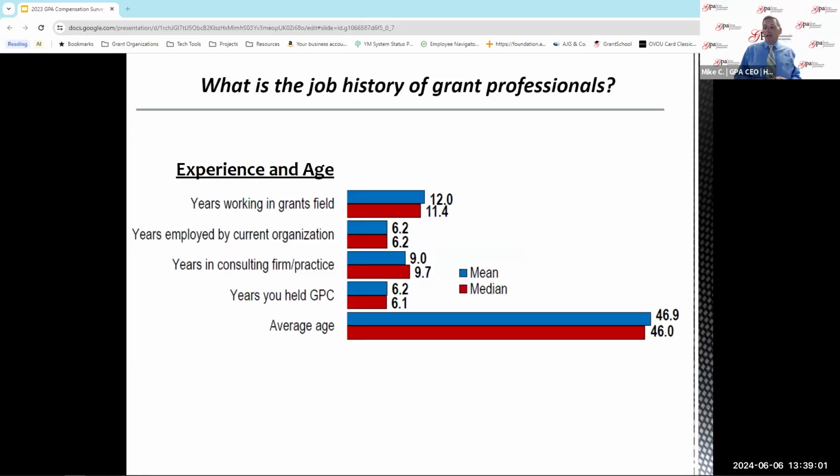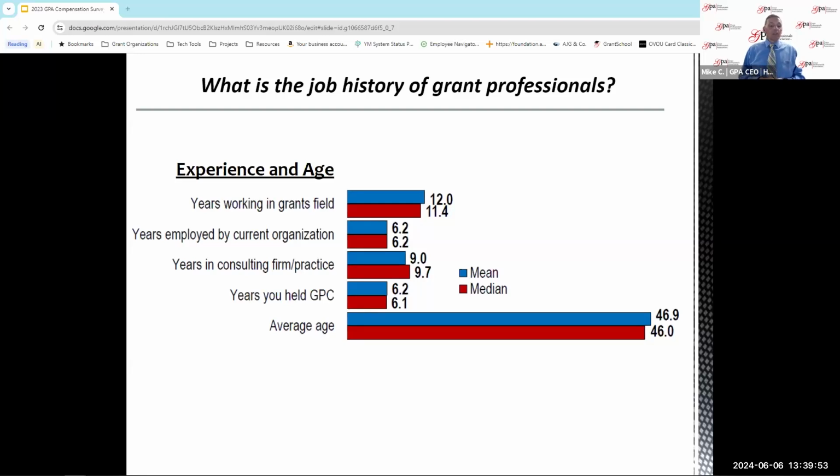In terms of experience and age, we do gather this data. So the overall profile of the average survey participant shows a mean of 46.9 years of age, 12 years in the grants field, and 6.2 years in their current organization, or 9 years in their consulting firm, if applicable. So by inference, the average grant professional entered the field at a mean age of almost 35 years. That kind of fits with a lot of the anecdotes we hear in terms of people finding their way into the grants profession, and not been intentional in that, coming out of school or in other ways.